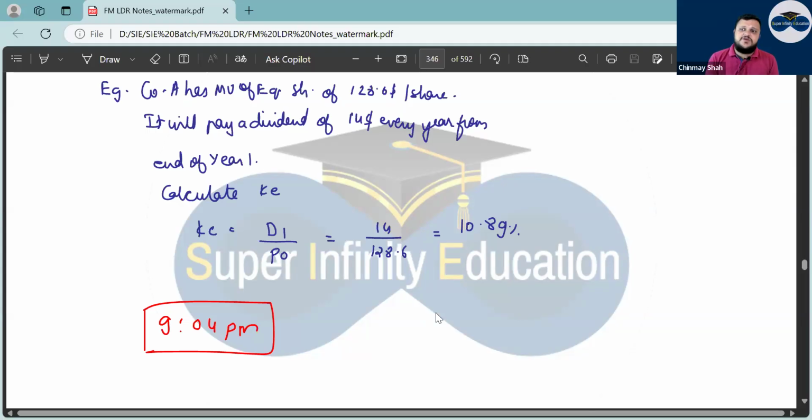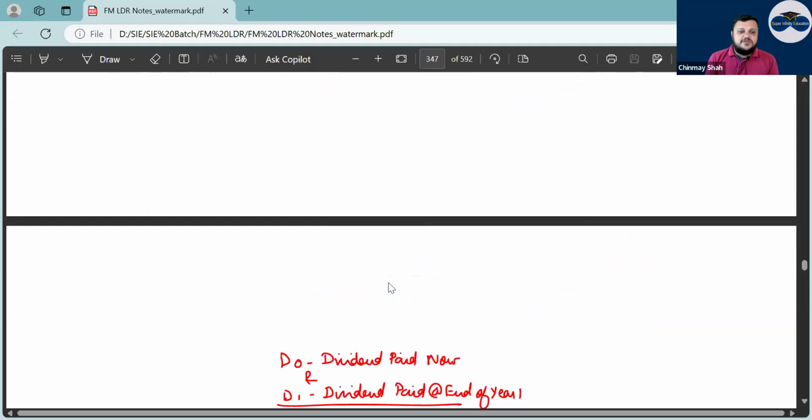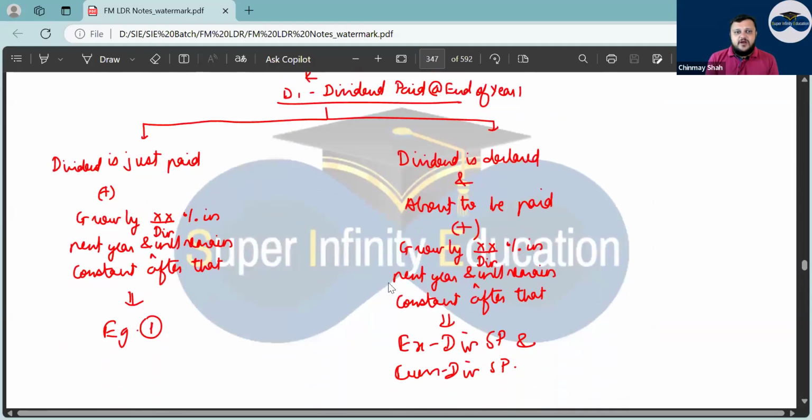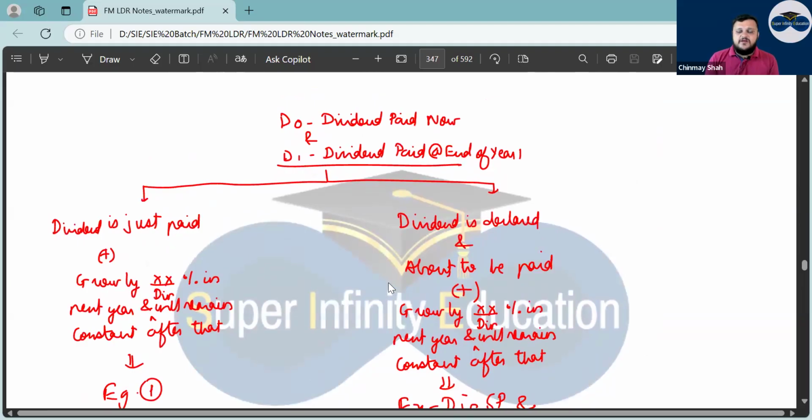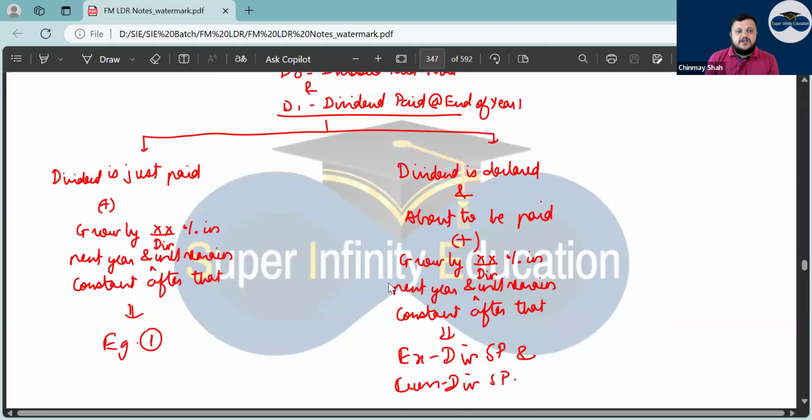Company has a market value of equity share of $128.6 per share. It will pay a dividend of $14 every year from the end of year one. That means from year one, today's dividend don't consider. Then comes D0 paid now and D1 dividend paid at the end of the year. Dividend is just paid plus growth by some percentage in dividend next year and dividend will remain constant after that. Example 1, right? That is one type of question. Dividend declared and about to be paid is also D0, correct? Once dividend is declared, it becomes a liability and if you don't pay the dividend, it is a punishable offense. You might be jailed for it.